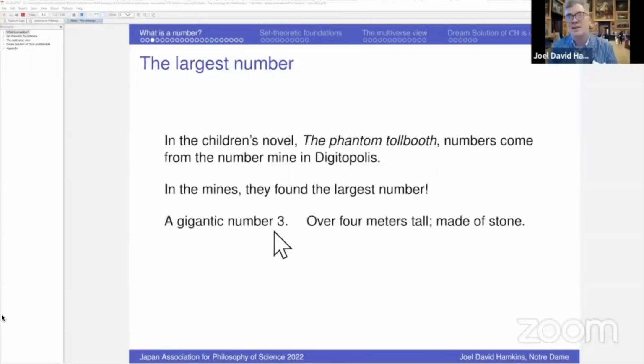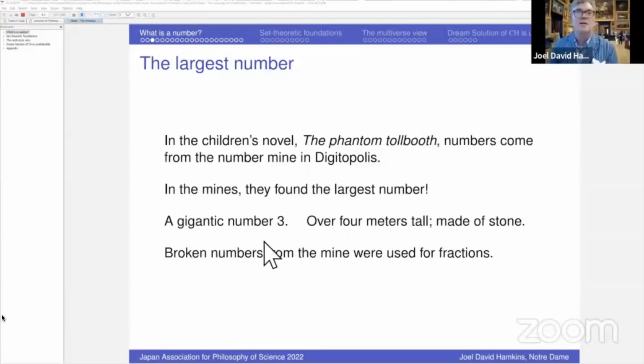It was a gigantic number 3. It was over 4 meters tall, and it was made of stone. And so, of course, this is a confusion again between number and numeral. It was a big numeral, but not a big number. Broken numbers from the mine were used for fractions. When 5 broke into 3 pieces, you had 5/3.